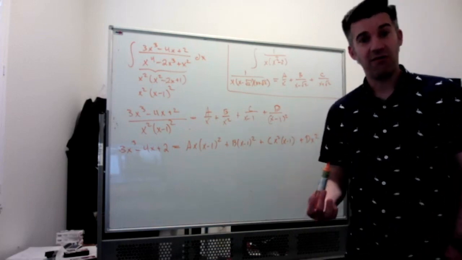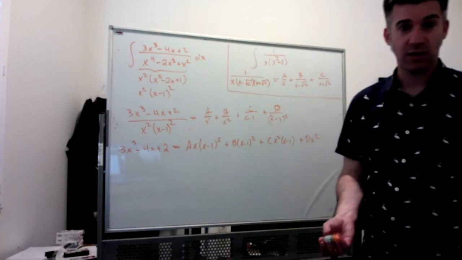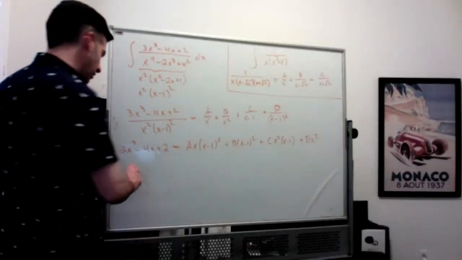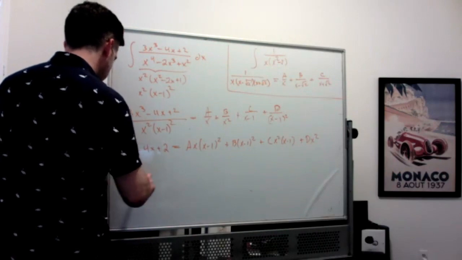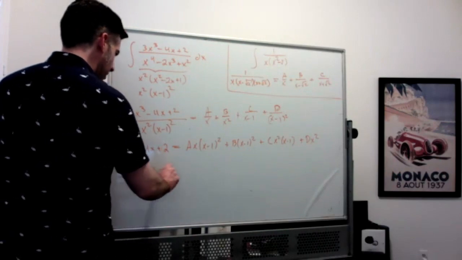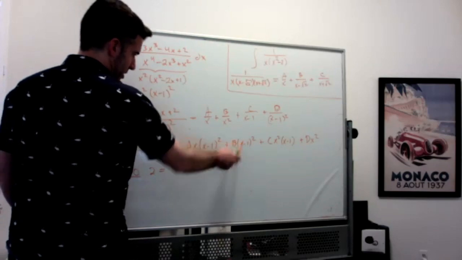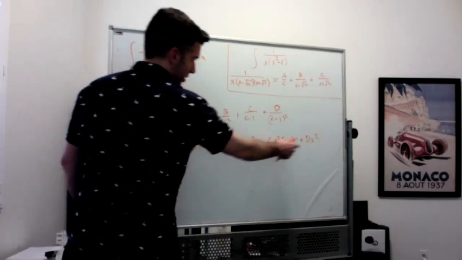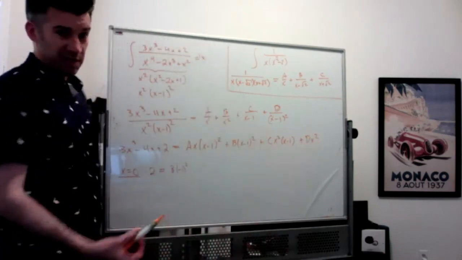And now we're going to start solving for a, b, c, and d by using our convenient values. So our convenient values are 0 and 1. The x equals 0. You get 2 on the left. You get 0 here. You get b times negative 1 squared. You get 0 here. You get 0 here. It looks like b equals 2.